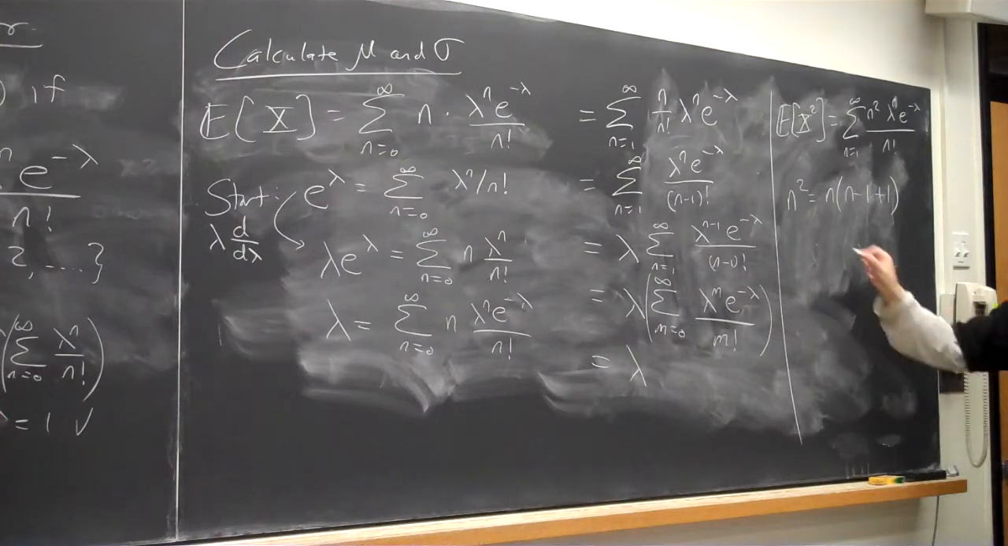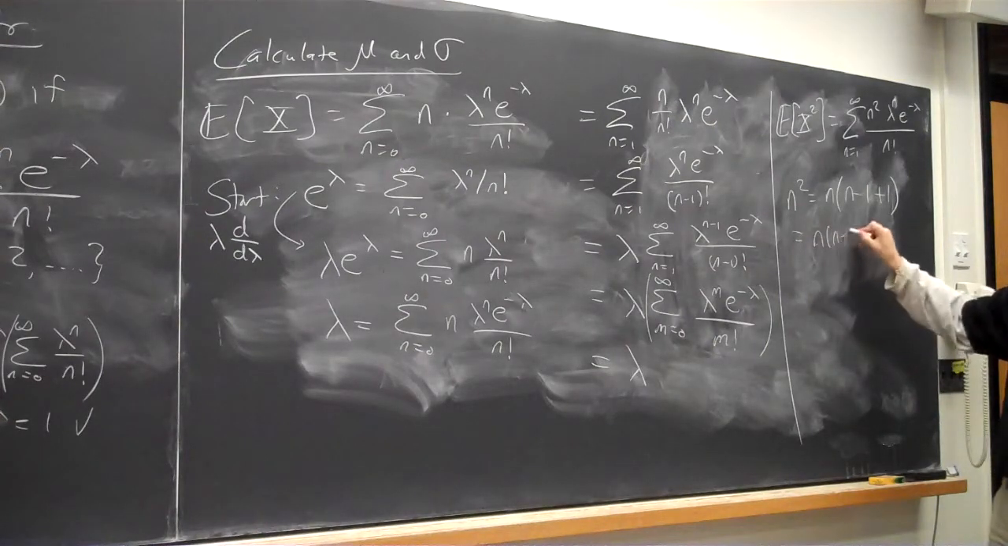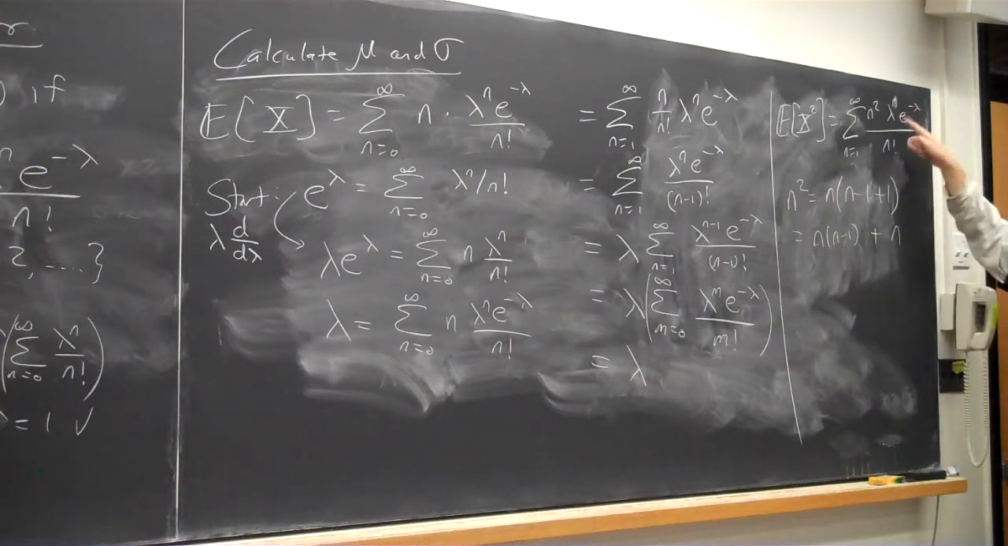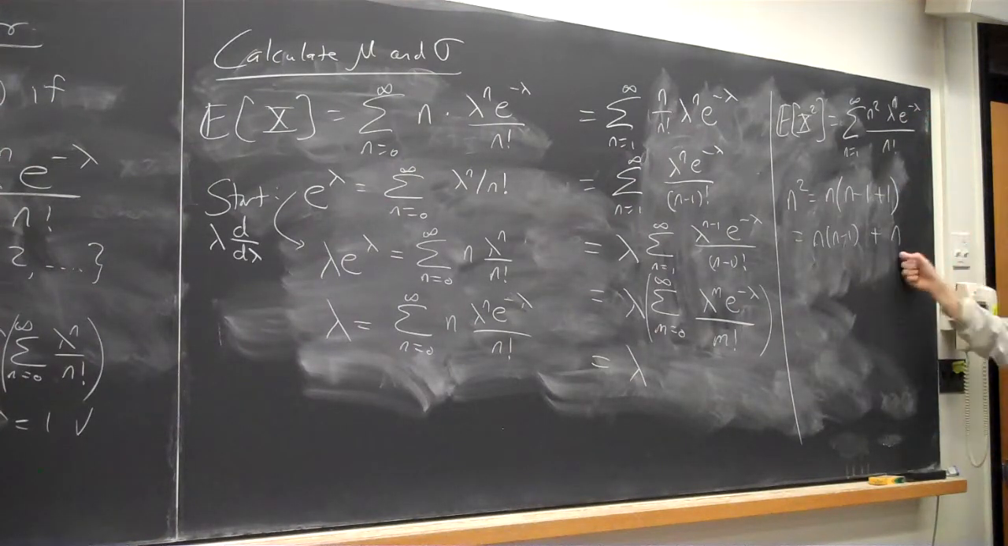Why would I want to do it like that? I can now write it as n times n minus 1 plus n. Hey, we know how to handle n lambda to the n e to the minus lambda over n factorial. That's just the mean. That's going to just contribute what? I think that just contributes lambda.